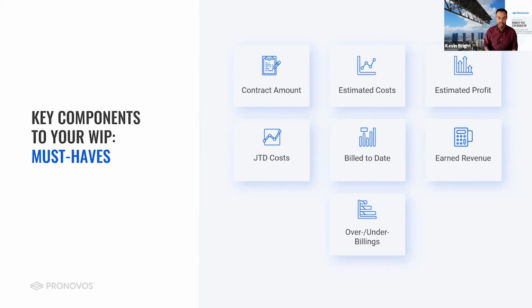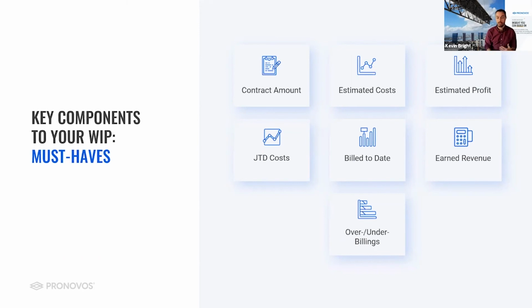What are the where are we now? So your job to date cost, any costs associated with AP, payroll, that should all flow into that job to date cost. You have a quick snapshot of how much you have spent to date on the project. And then going hand in hand with that is the bill to date. If we have spent this much to date on the project, how much have we billed out to the customer?